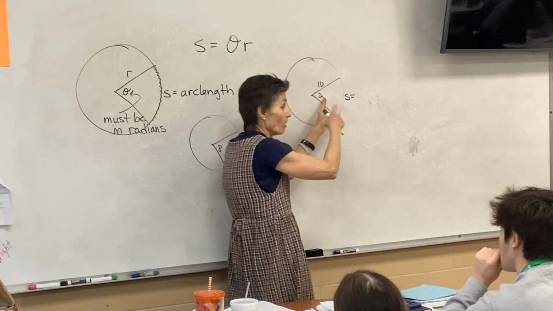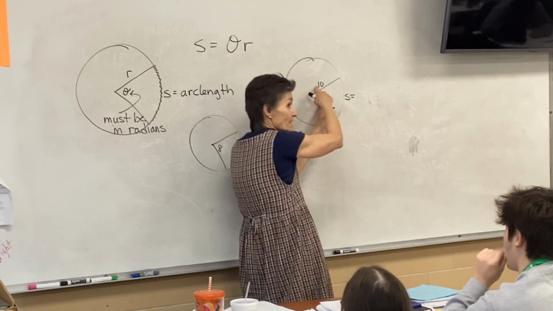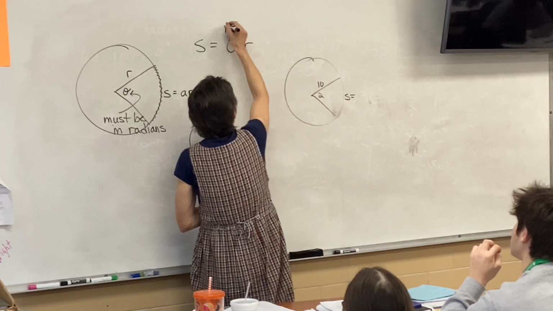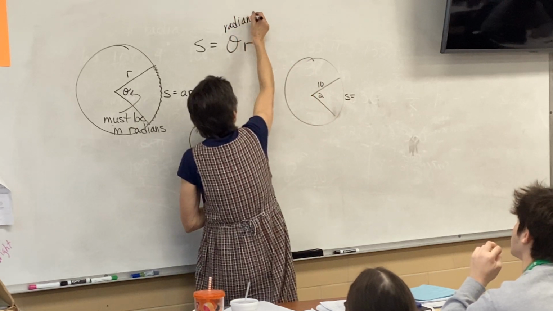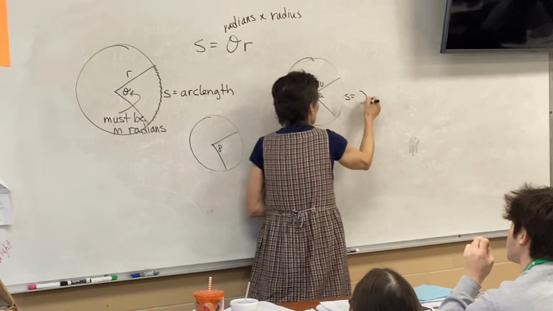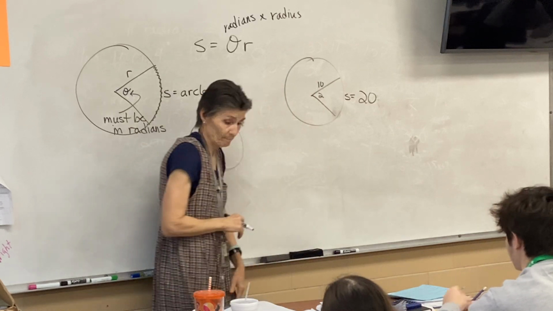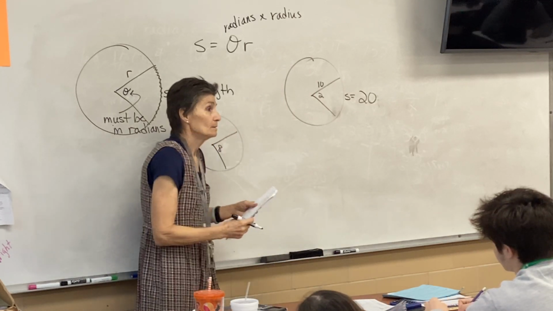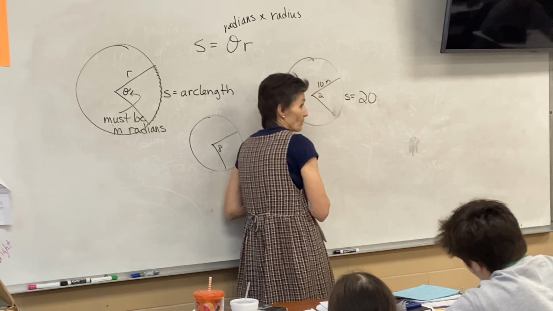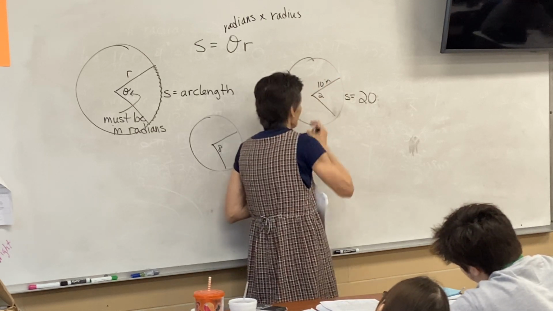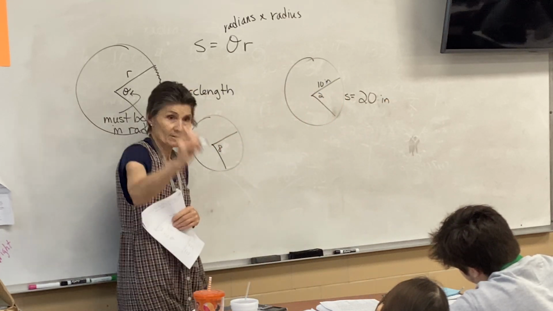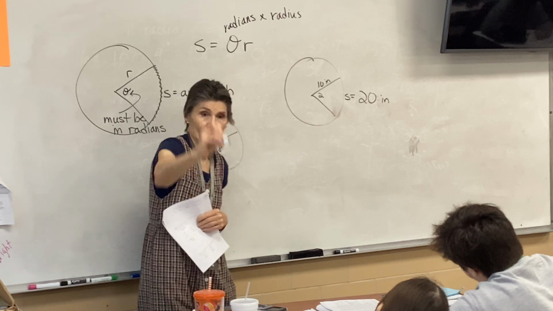So what's my arc length? Radius times radians. That's how I think of this, radians times radius. So that's going to be 20. The answer to the problem is simply 20. If this were 10 inches, which I don't know what it is because I didn't put anything in there, but if it's 10 inches, then this would be 20 inches. Arc length is like a length.